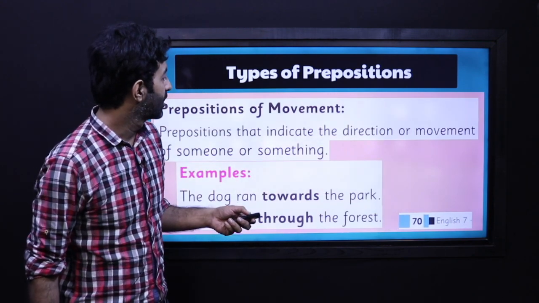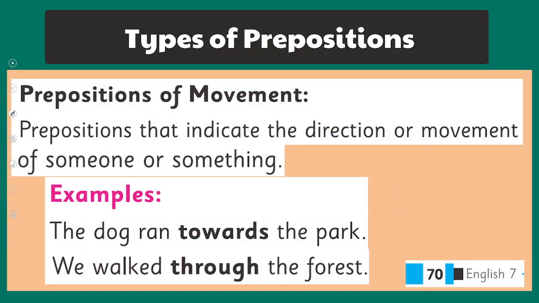All right. When we are talking about prepositions of movement, now we are going to talk about the words that are showing us movement of any subject, any noun or pronoun. Prepositions that indicate or show the direction or movement of someone or something.